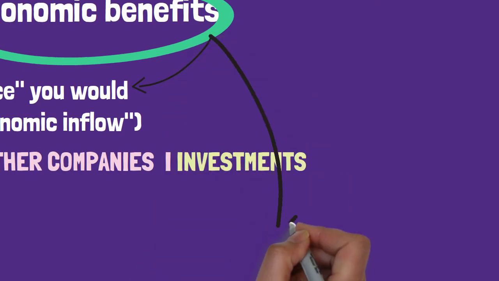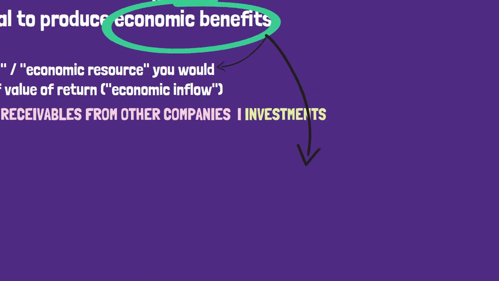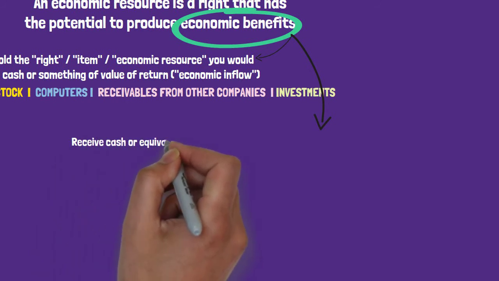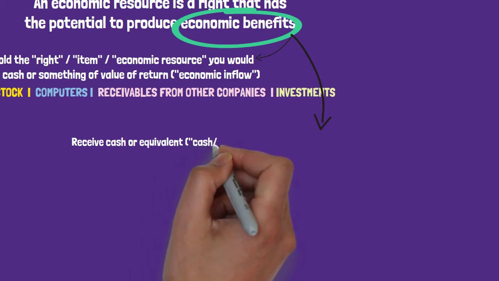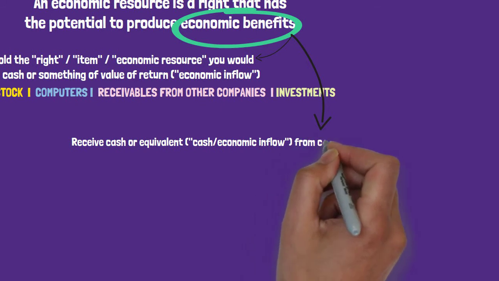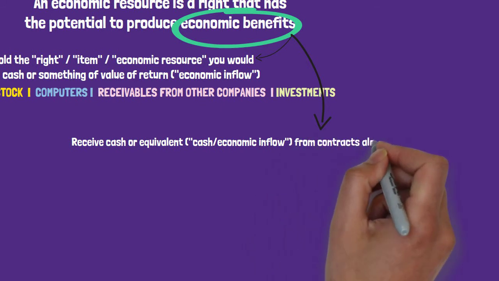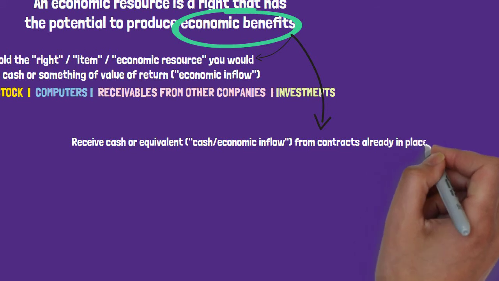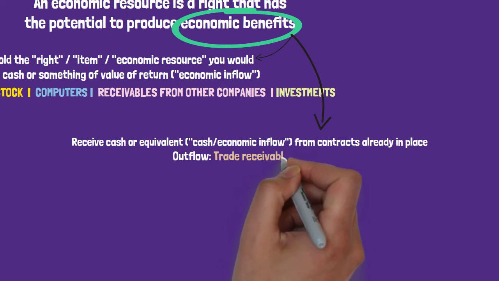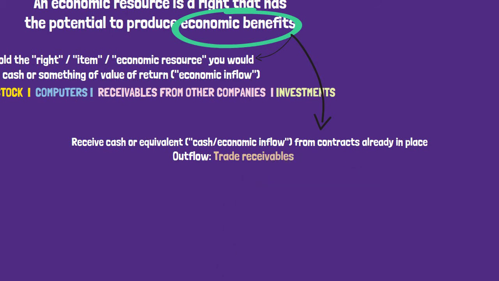So your normal economic benefits are the normal selling of goods and getting money in return for it. But let's go into what they also could be in option 2. So they could be cash that you receive, or a cash equivalent that you receive, because a contract is already in place. Yeah, so you will receive cash from contracts that already exist. So what could this be?